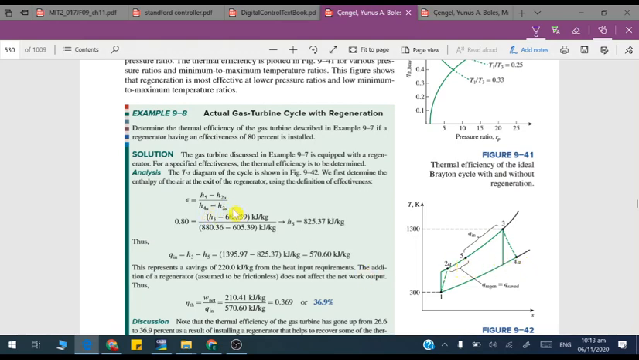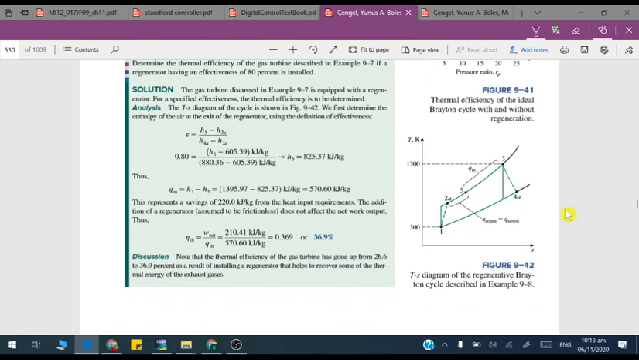So how to determine H4A, H2A, we have. How to determine H5, just put all values here. Effectiveness is given 80%, so it is 0.8. The rest values we know, so from here you can determine H5. Q in now will be H3 minus H5, so we have H5 here, so you can determine.